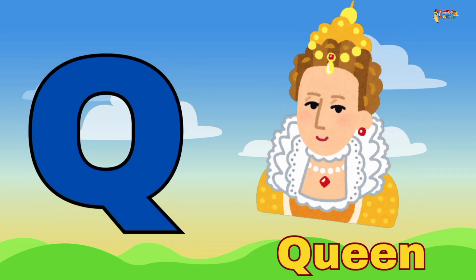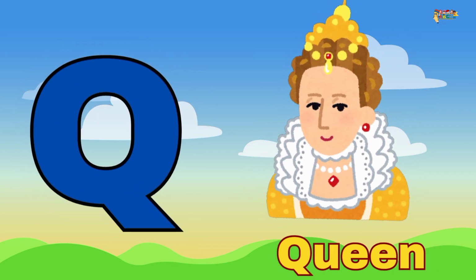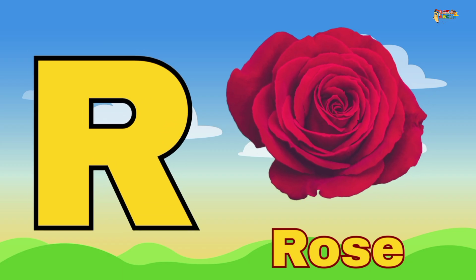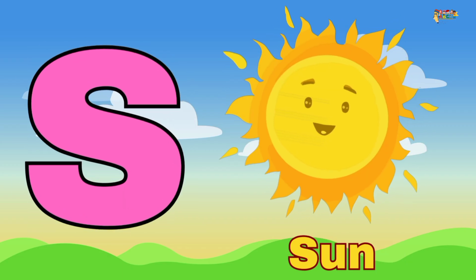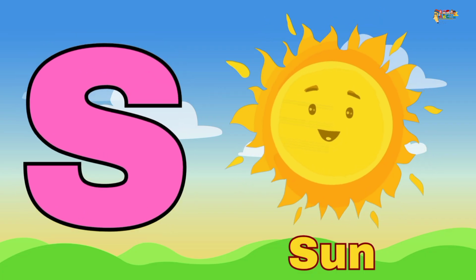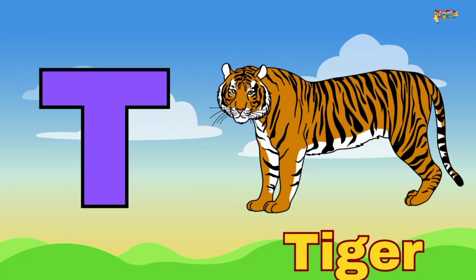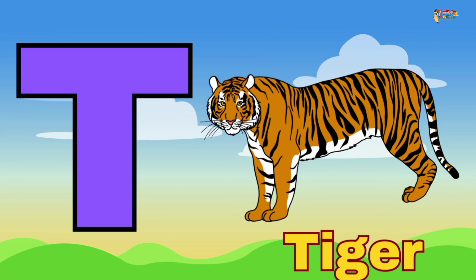Q is for queen. R is for rose. S is for sun. T is for tiger.